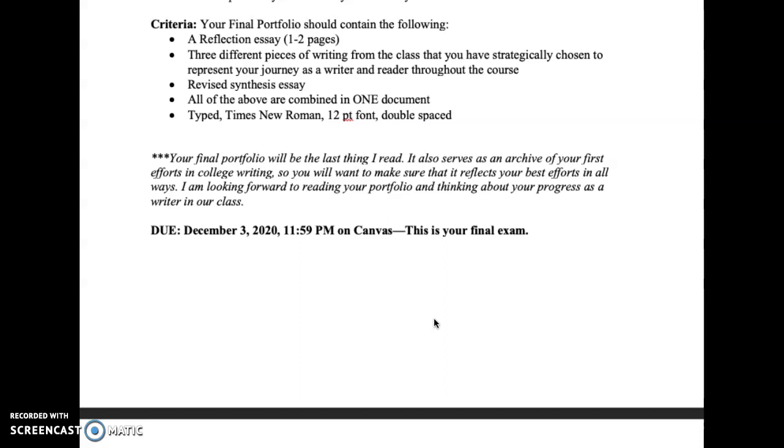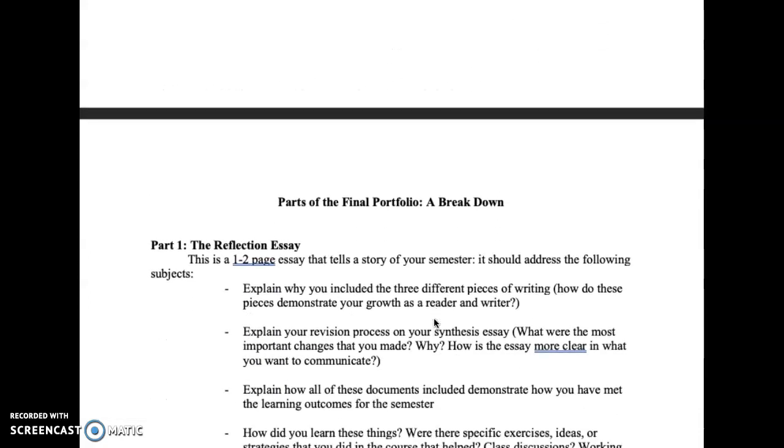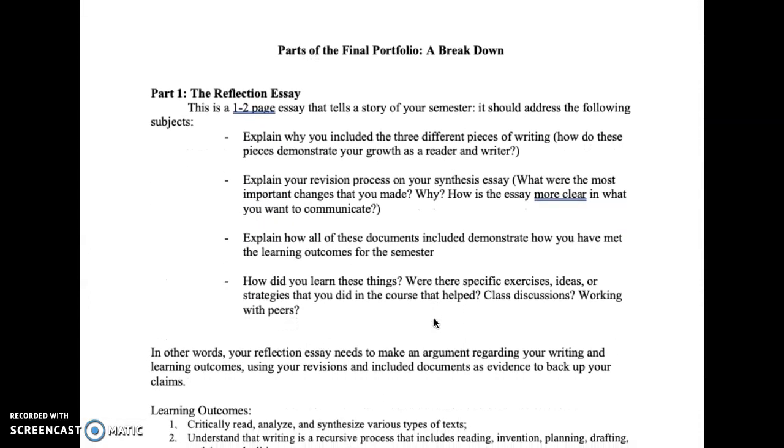Just a note about the final portfolio, it is the last thing that I read from you in our course. It serves as an archive for your first efforts in college writing, so you want to make sure that it reflects your best efforts in all ways. And I'm really looking forward to reading your portfolios and looking with you at your development and growth as a writer and reader through our course. Now, as I've said previously, this is your final exam and it is due December the 3rd by midnight on Canvas. So let's go into a breakdown of what these parts are.